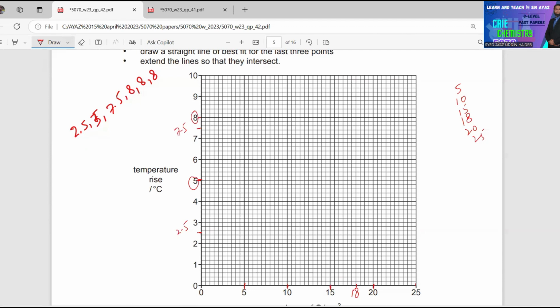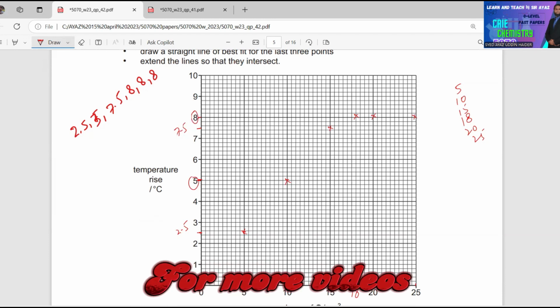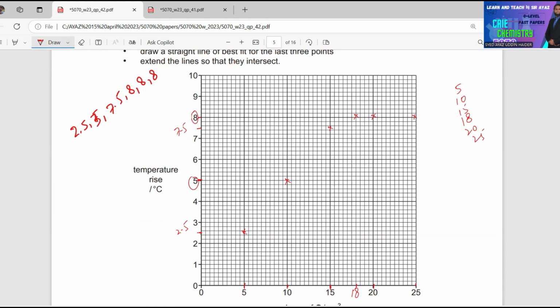So for volume 5, one point must be here. For volume of 10, for volume of 15, and for 18, 20, and 25, we have 8 degrees centigrade rise in temperature. Now let's join these lines. Now see the intersecting point. This is the intersecting point.